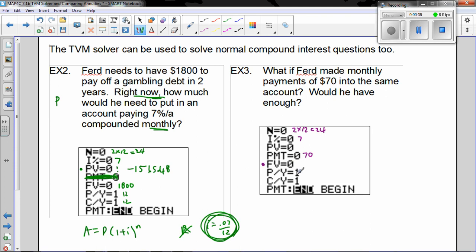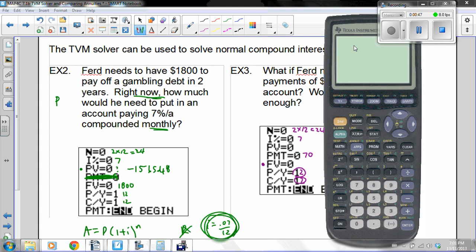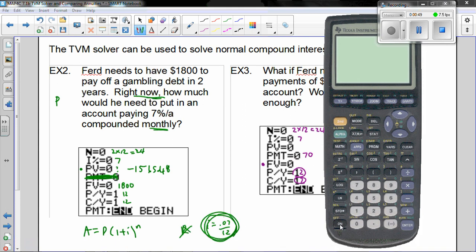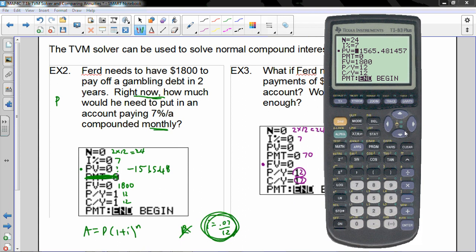Is this going to be $1,800? Well, payments per year and compounding periods per year are both 12. Let's figure it out. That's 24, 7%, and then present value 0, but we're making $70 payments. The question is, is this $1,800? Well, let's solve for it. And he's a little bit short, $70 a month.